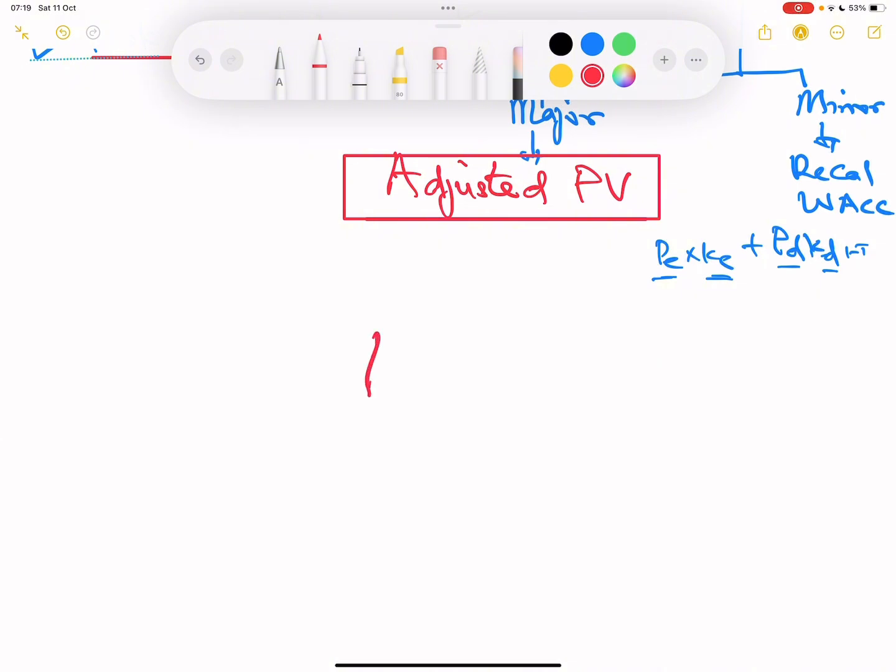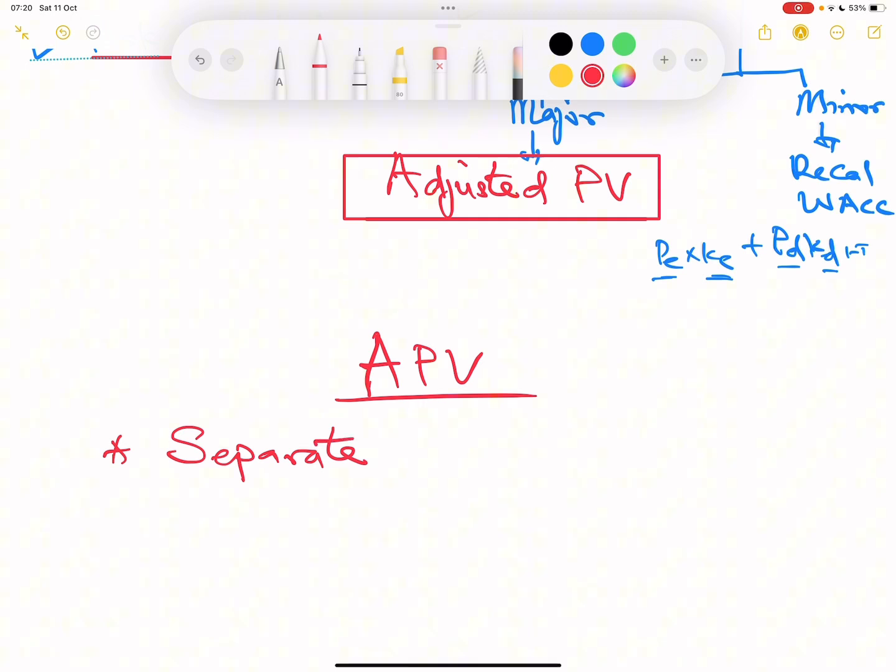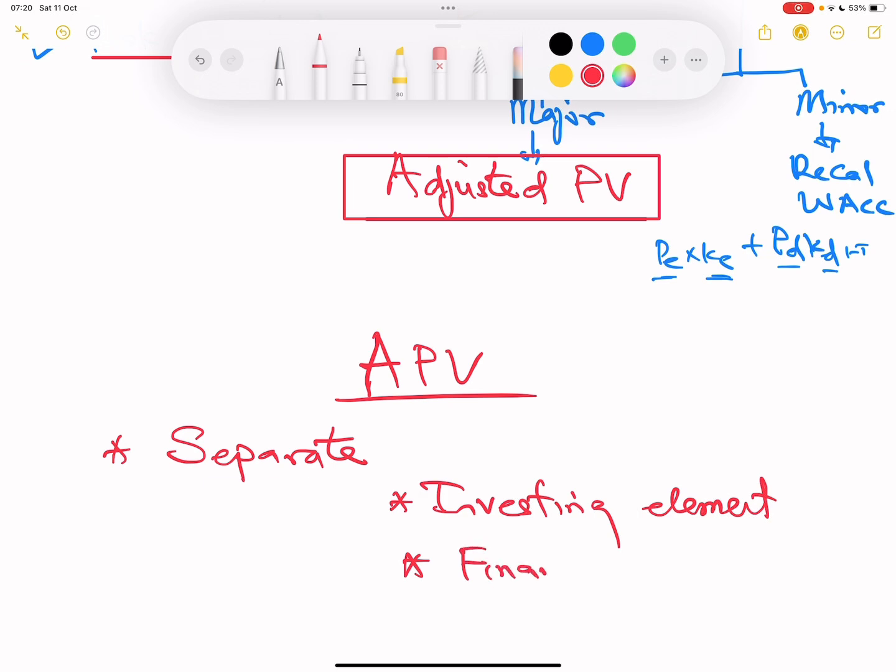So let's focus on APV. How do you calculate APV? APV is just an improvement on present value. Yeah. And what it tries to do is to separate the investment portion of an appraisal. Remember, we're still appraising investment. So this one will separate investment element from the financing element, such that you are able to appraise any project regardless of the funding structure.